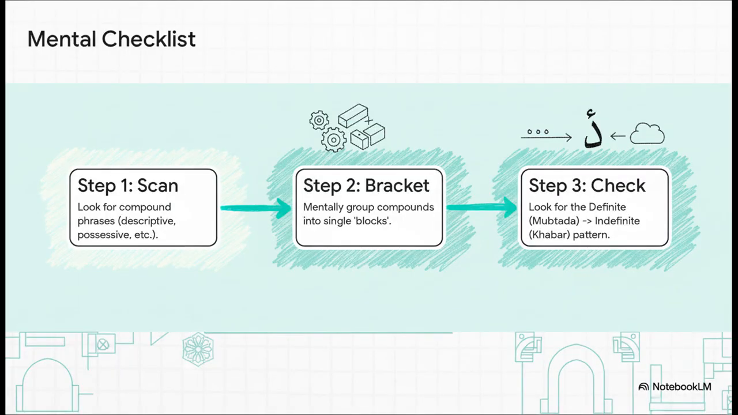Think of this as your mental checklist. Step 1. Just scan the sentence. Are there any compound phrases in there? Step 2. If you see one, put mental brackets around it. Treat it as a single block. And step 3, check for our master pattern. Do you see a definite block followed by an indefinite block? If you do, boom, you've probably found your nominal sentence.